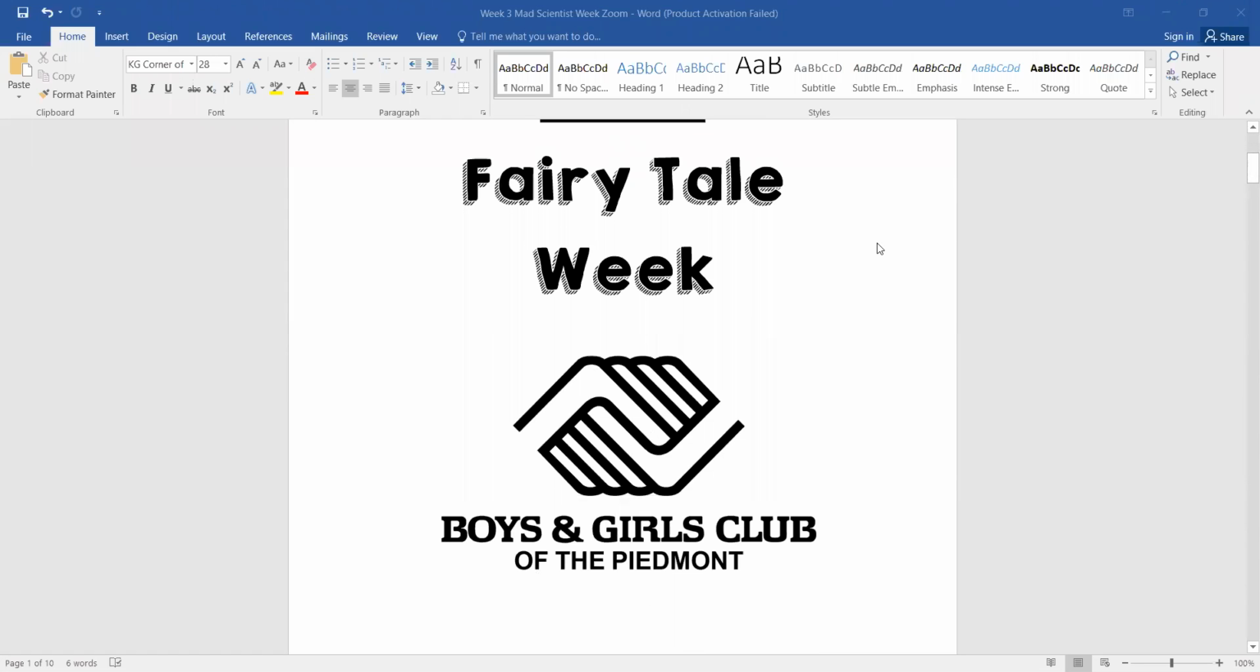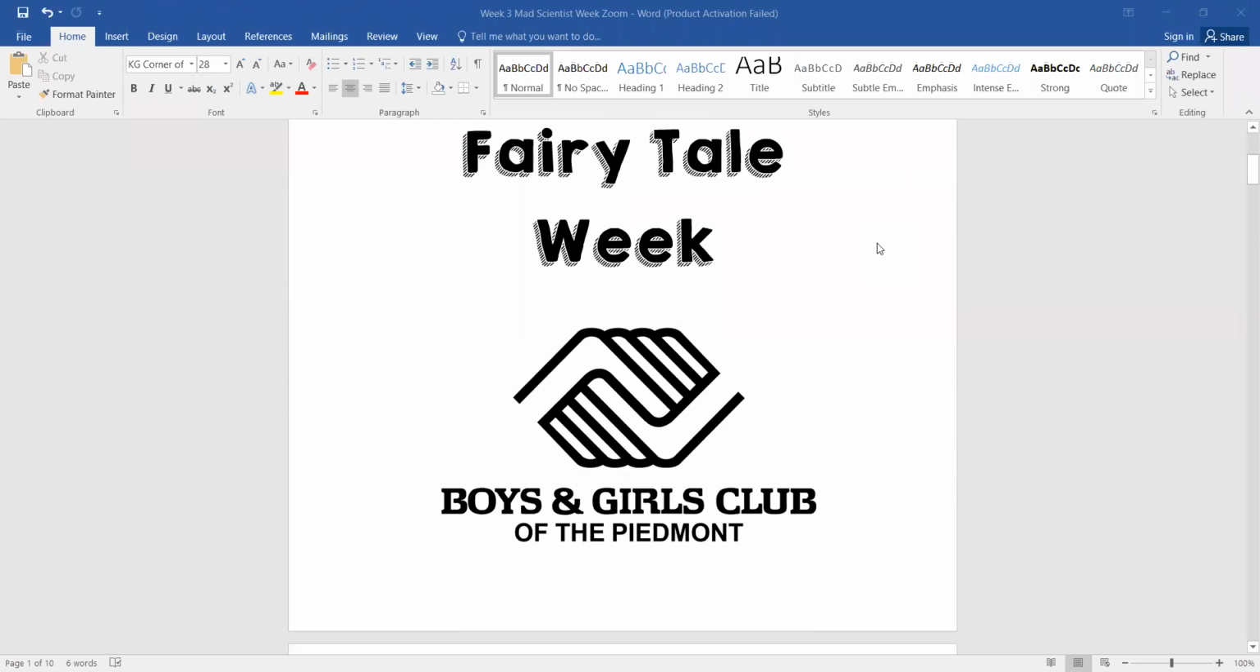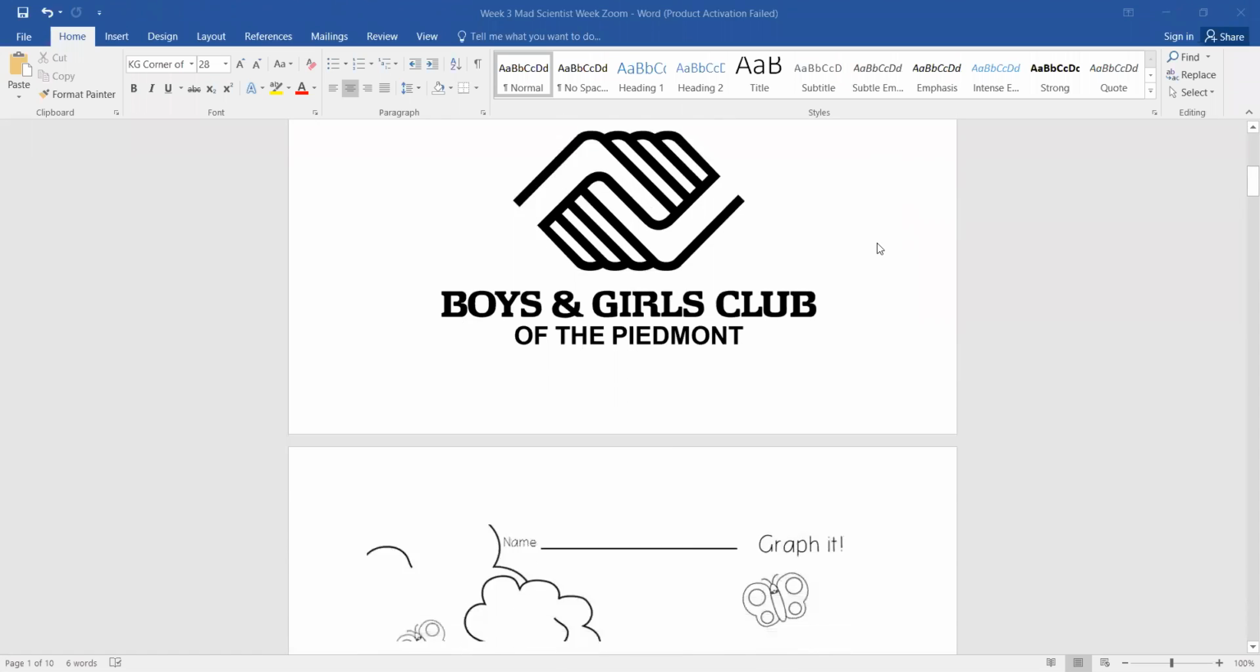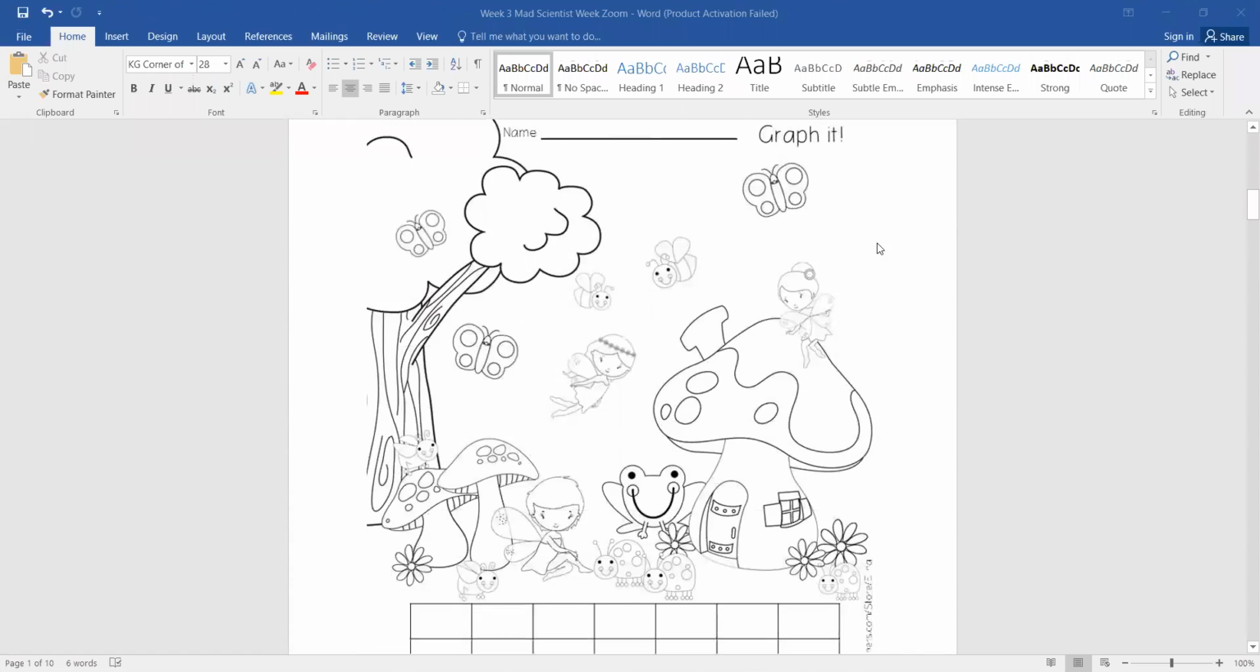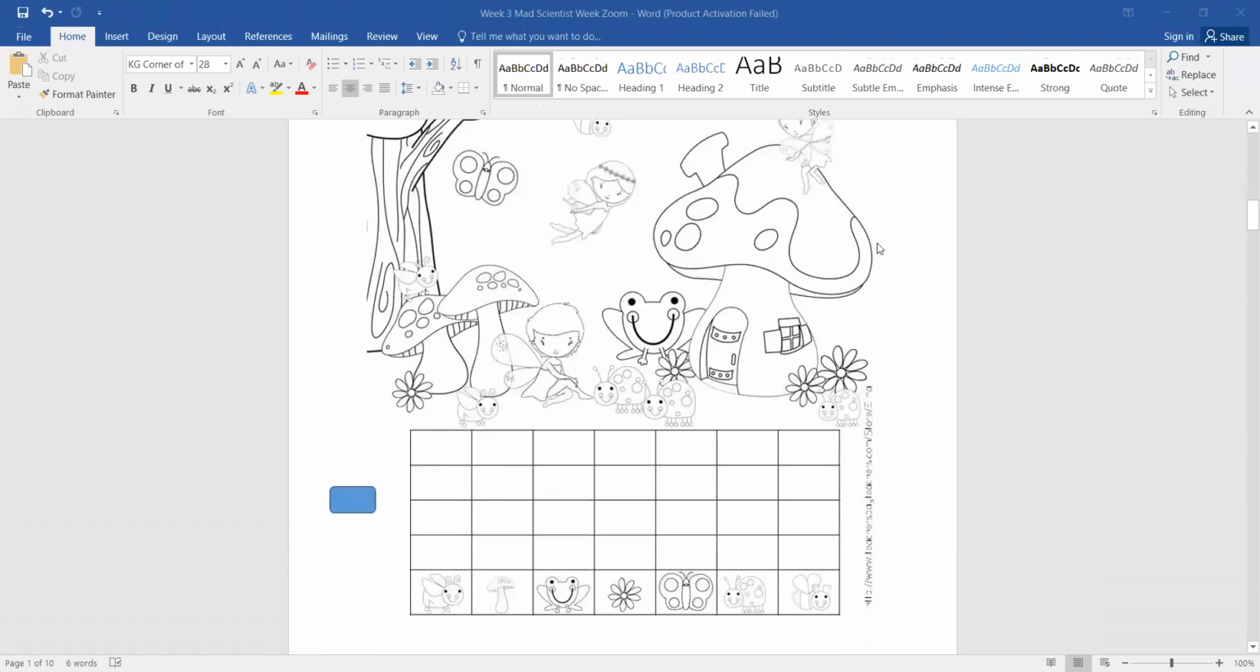So today we're going to go over the second packet that we have coming out this week and how to answer it. So the first worksheet that we have is a graphing worksheet. Here we have to count how many of each item we have down here and then graph it on this little graphing organizer. So the first thing we have is this little bug. I'm not sure what kind of insect it is, but let's see how many of those we have.